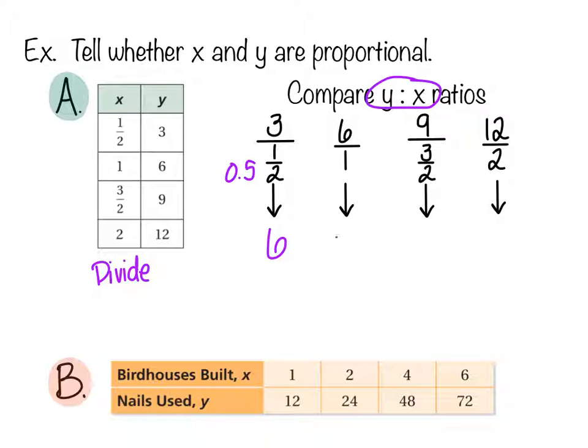And 6 divided by 1 is 6. And then if we get 6 for all these, then we're good. If any one of these is different than 6, then we know it's not proportional.